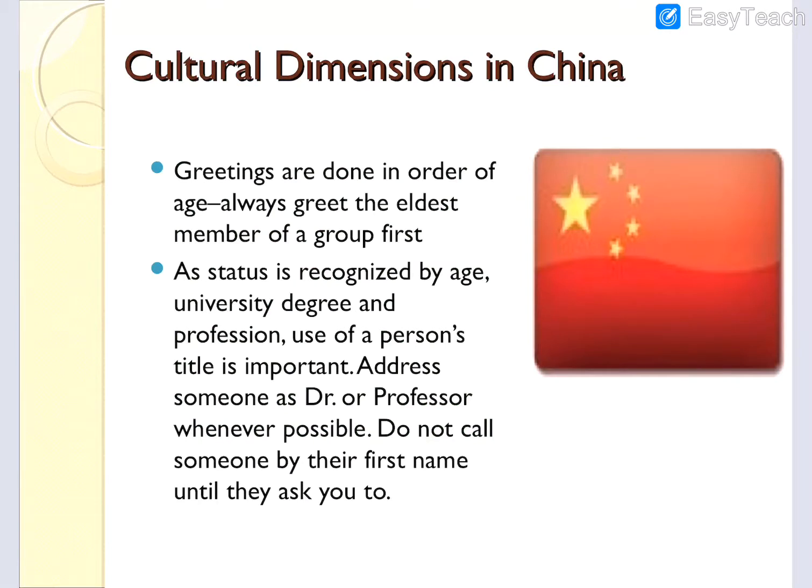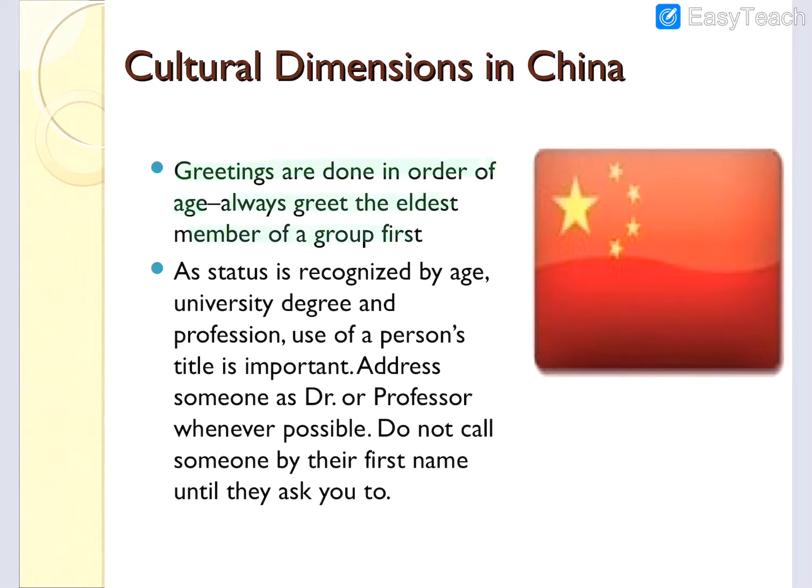Okay, since we already learned about the culture dimensions made by Hofstede just now, we have power distance, individualism versus collectivism, uncertainty avoidance, and also masculinity versus femininity. Now we see the cultural dimensions in a few countries. Okay, China. In China, greetings are done in order of age.